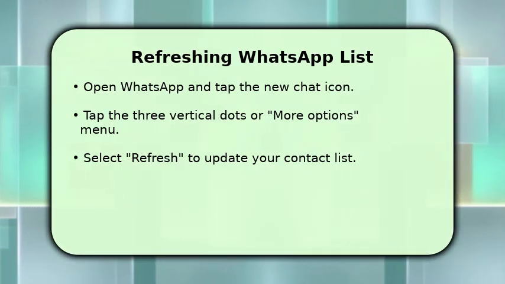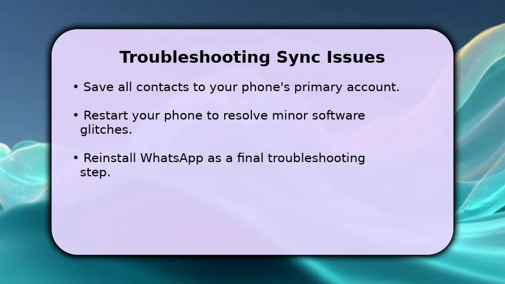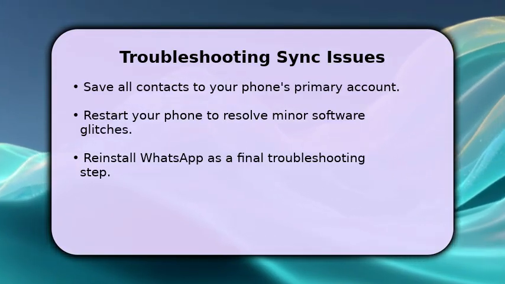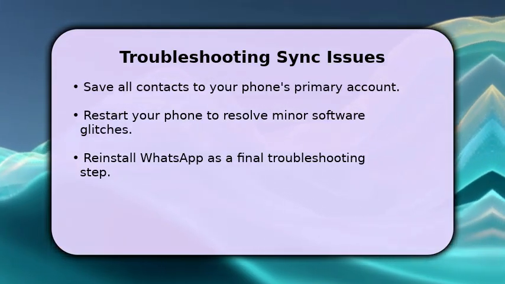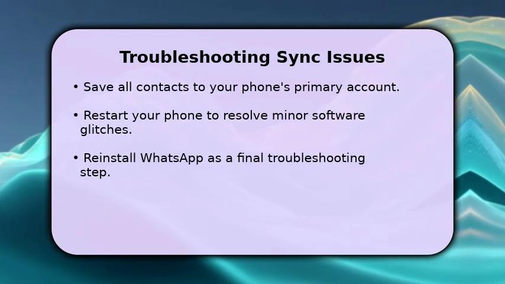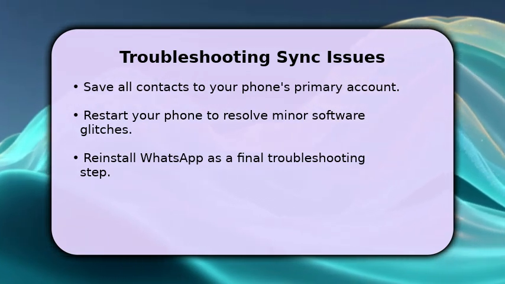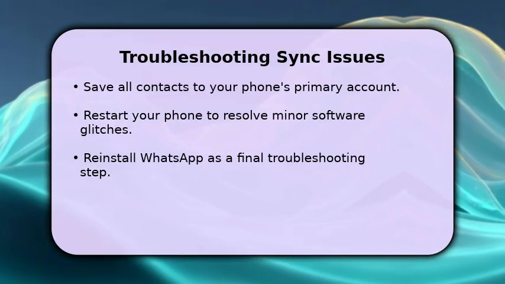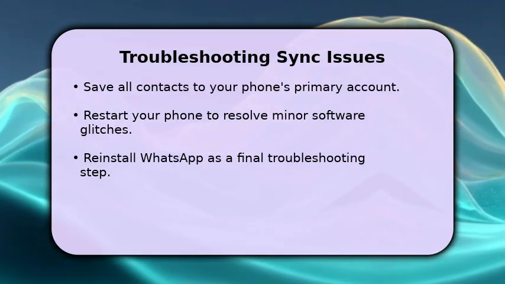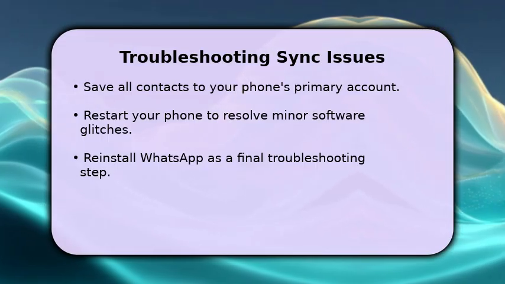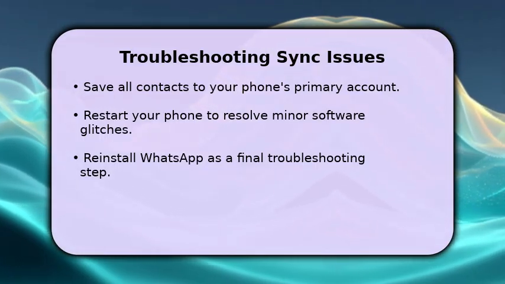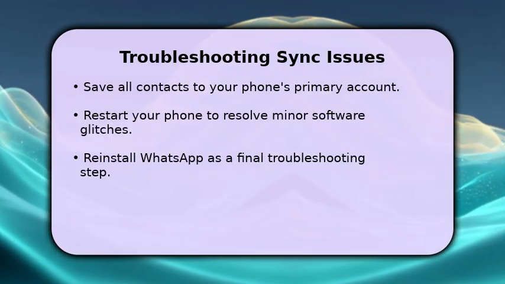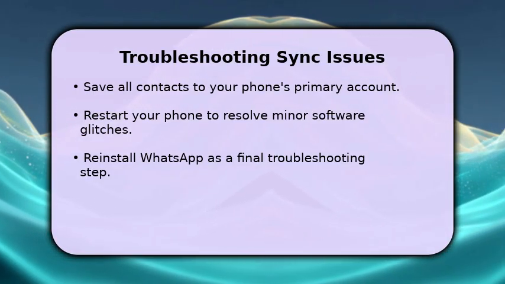or updated contacts. If contacts still aren't syncing, first ensure all contacts are saved to your phone's main Google or iCloud account, not just locally. Sometimes, a simple phone restart can resolve temporary software issues. As a last resort, you can try uninstalling and then reinstalling WhatsApp. Remember to back up your chats before doing so. This often fixes persistent syncing problems by resetting the app's data.